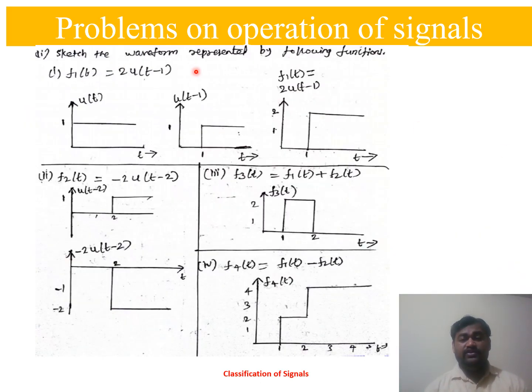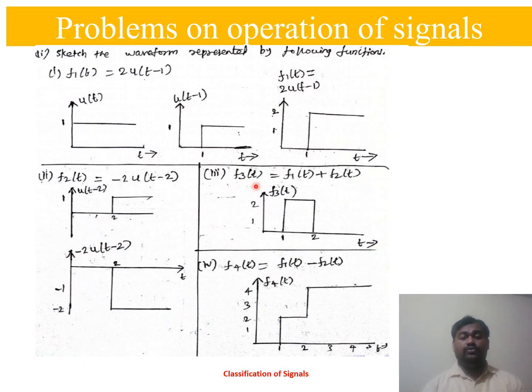Next one, sketch the waveform represented by the following. Consider that first f1 of t equal to 2 u of t minus 1. First draw u of t, delay the signal by 1 unit, multiply the amplitude axis by 2. This is f1 of t. For f2 of t, you have to draw minus 2 u of t minus 2. First find u of t minus 2, multiply with minus 2, you will be getting this answer.